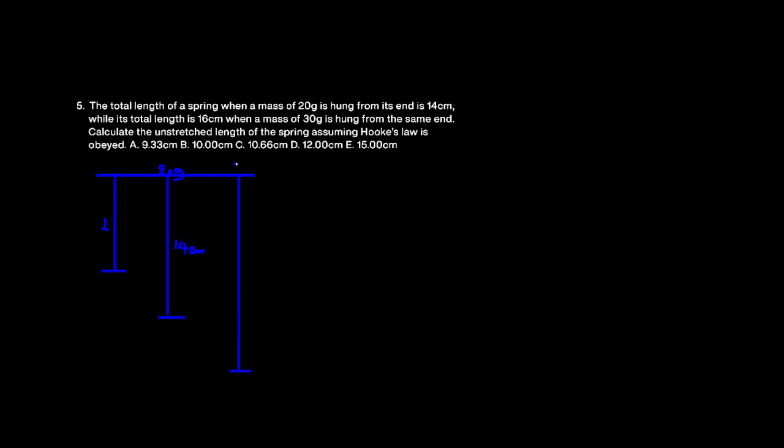So this is 30 grams now. And the length of this is what? 16 centimeter. Now, how do we find the original length? Since we are told that Hooke's law is obeyed, then we have that K equals F over E, just like the previous example. So for the first one, F over E was going to equal the second one, which is also F over E. So if that should be the case now, how do we solve?